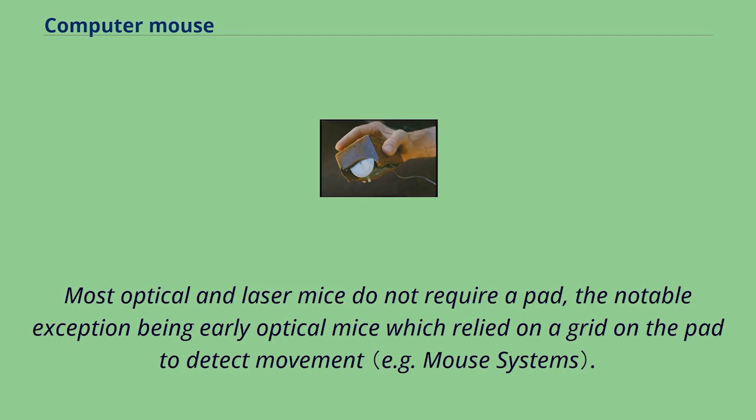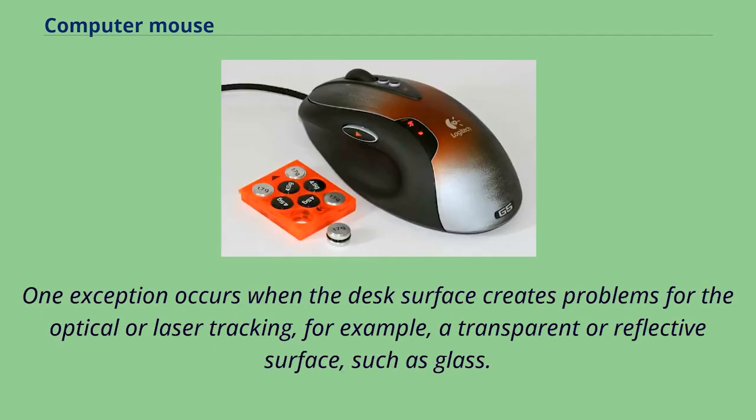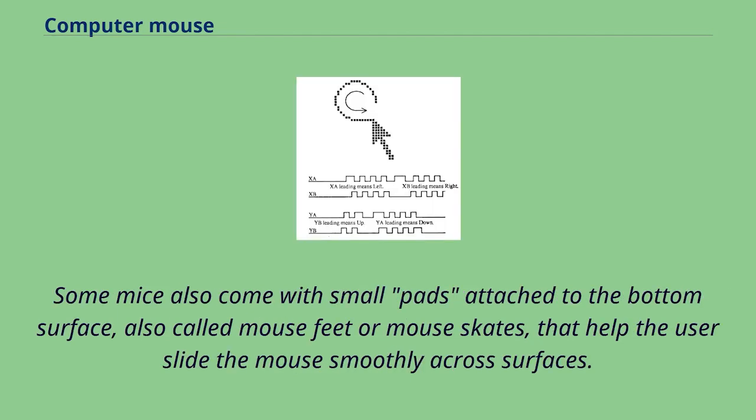Most optical and laser mice do not require a pad, the notable exception being early optical mice which relied on a grid on the pad to detect movement. Whether to use a hard or soft mousepad with an optical mouse is largely a matter of personal preference. One exception occurs when the desk surface creates problems for the optical or laser tracking, for example, a transparent or reflective surface, such as glass. Some mice also come with small pads attached to the bottom surface, also called mouse feet or mouse skates, that help the user slide the mouse smoothly across surfaces.